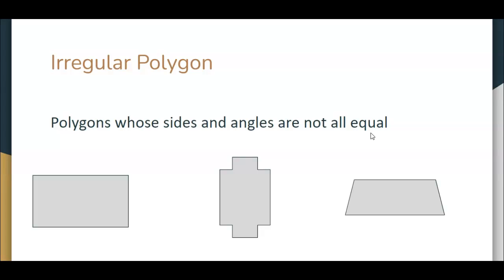And finally, we come to what's called an irregular polygon. Okay, remember the prefix IR can sometimes mean not. Okay, so it's the opposite. So every polygon is either regular or not regular. Okay, so an irregular polygon is polygons whose sides and angles are not all equal. Okay, so if I look at this rectangle, all of my angles are the same because all of the angles are 90 degrees, but not all of the side lengths are the same. So rectangles cannot be called regular.